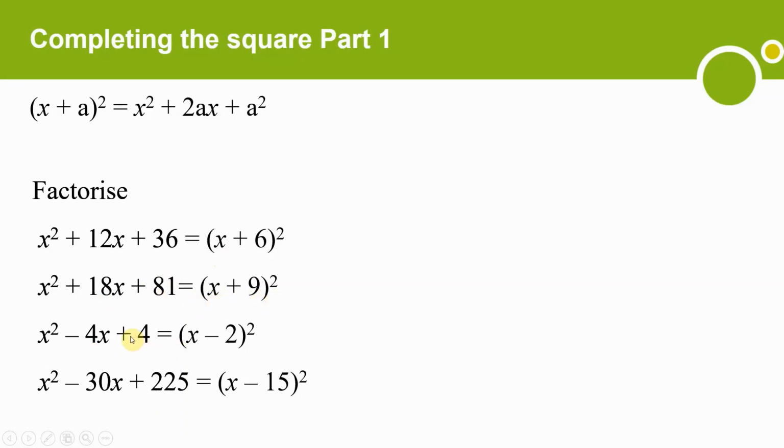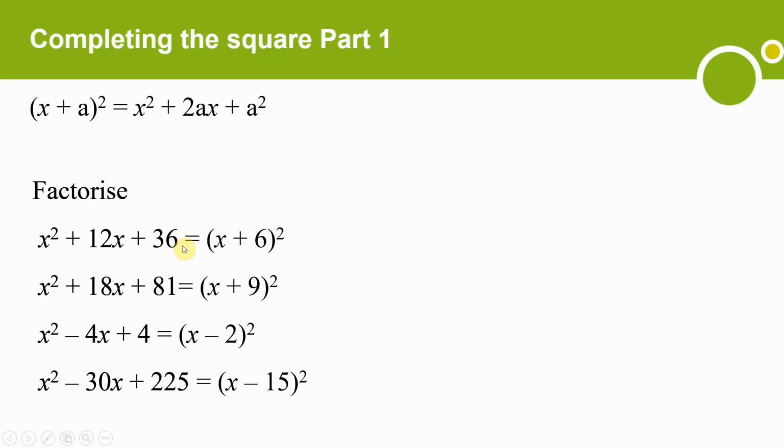The next one, positive 4, the square root is 2, and to get negative 4, we need to have the negative sign here, so it's (x minus 2) squared. And the last one, the square root of 225 is 15. Because there's a negative sign here, it must be negative.